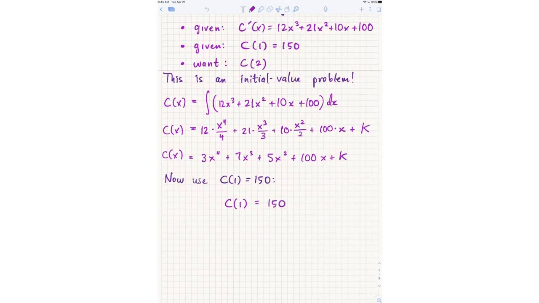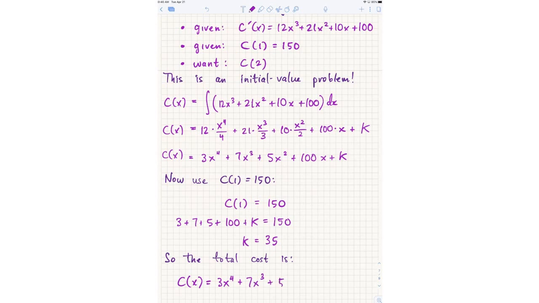Okay, so if I plug in x equals 1 into my cost function, I get 3 plus 7 plus 5 plus 100 plus k, and that is supposed to be equal to 150. So solving this for k, I just get k equals 35. That's just a little bit of simple arithmetic there. So now I have my cost function. My total cost function is 3x to the 4 plus 7x cubed plus 5x squared plus 100x plus 35.